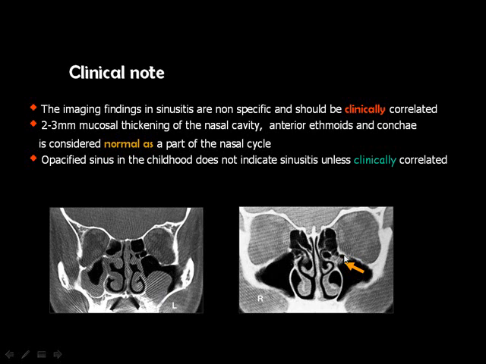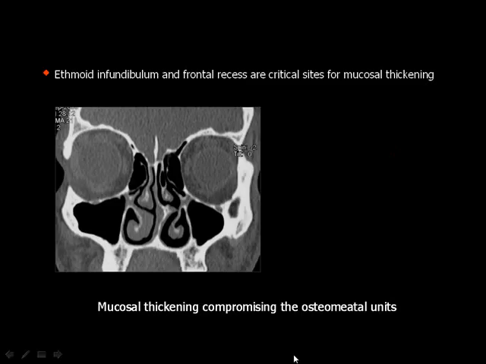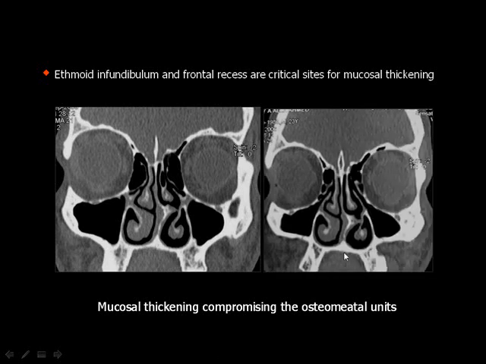This arrow points to a localized mucosal thickening which is related to the osteomeatal complex. And in this case, you may say that there is some mucosal thickening in relation to the osteomeatal complex, and in the next section you can see that the osteomeatal complex is patent.